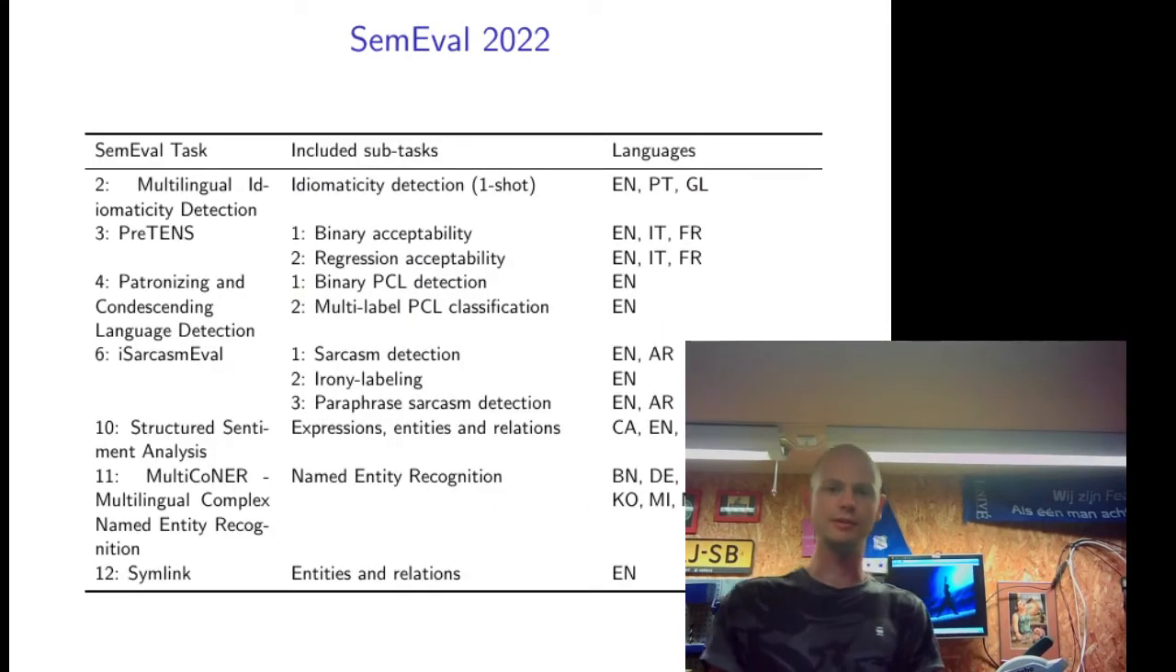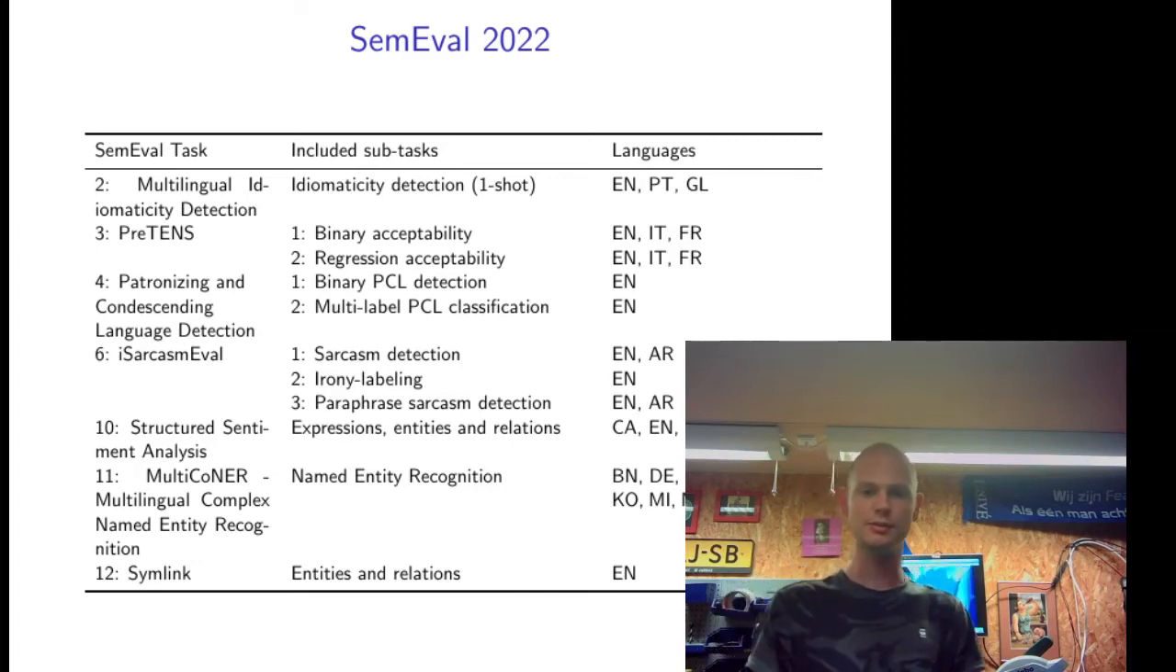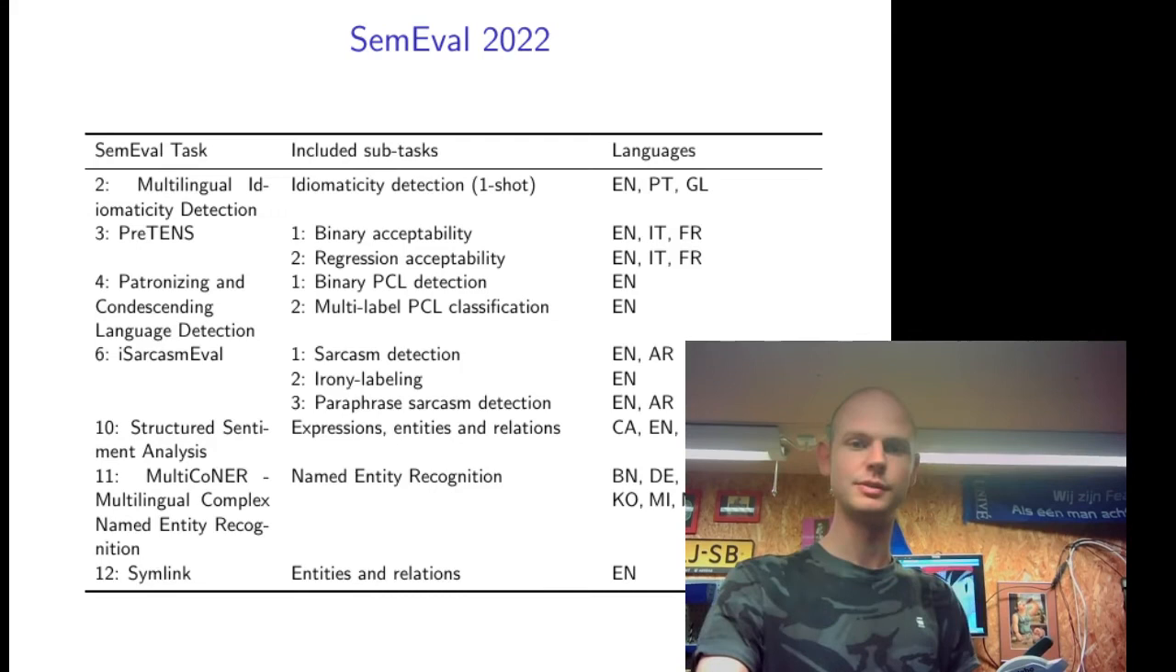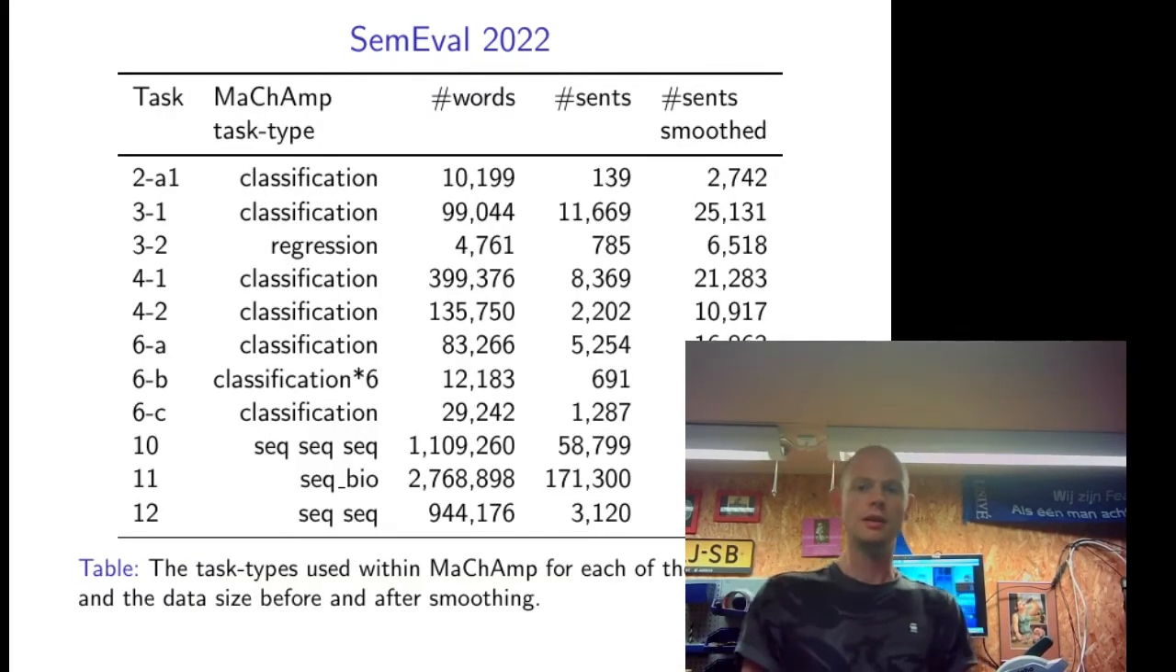In SemEval-2022 I used all the tasks that contain annotation on the word or sentence or paragraph level. We didn't use the document level or the other picture-based tasks because that would be non-trivial to implement. This is an overview of the tasks. More details are in the papers, of course. This is another view of these tasks. So in this table I list the dataset sizes.